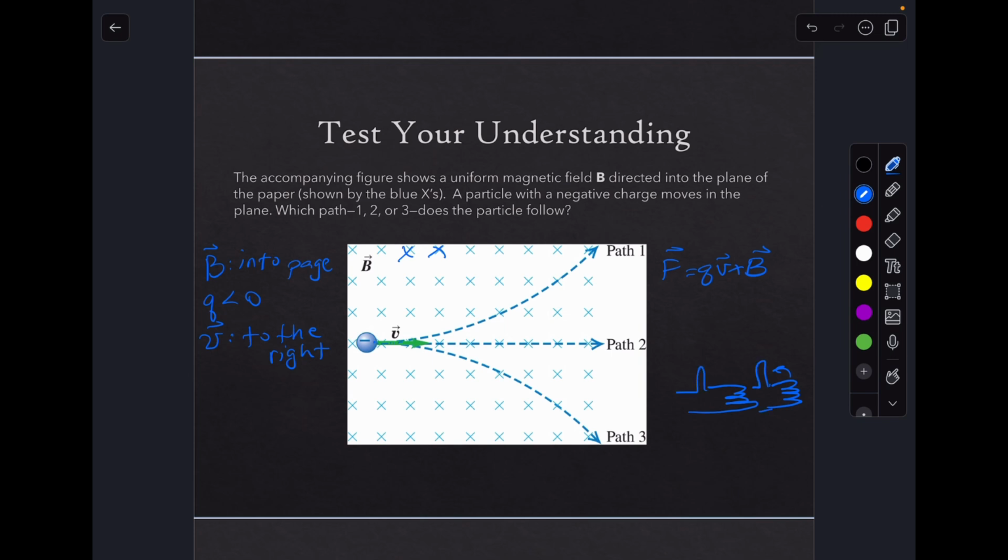Your thumb is going to be pointing up, but remember, you're using your right hand, and this is a negative charge. So if your thumb is the force direction, you'll need to flip it in order to find the force for the negatively charged particle. So your force, instead of pointing up, is going to be pointing down. So when the particle moves, it's going to start feeling a force pushing it down.